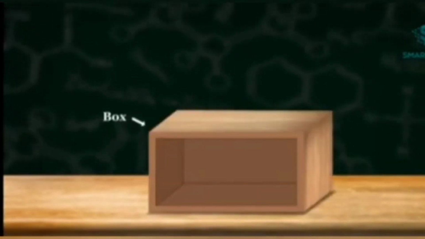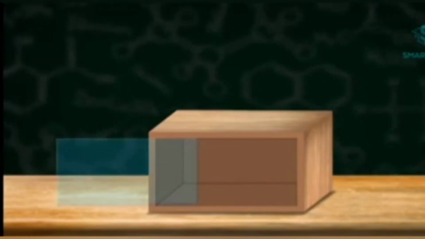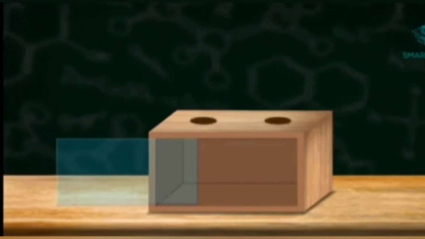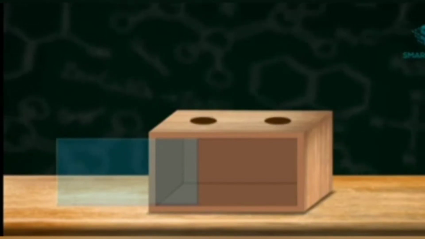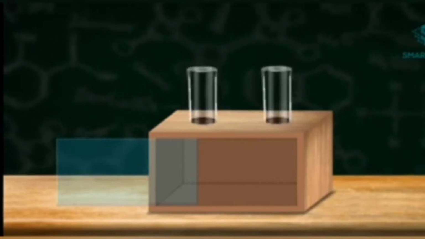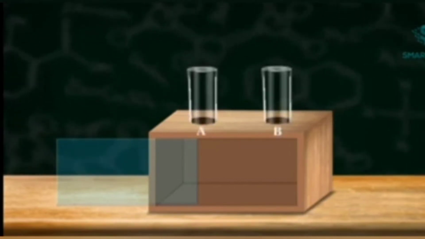Now let's get to know about the convection of heat in air. Take a closed rectangular box with glass fitted to the outside of the box. Pierce two holes at the top of the rectangular box. Place two glass tubes at the top to form chimneys A and B. Next, place the candle below chimney B.